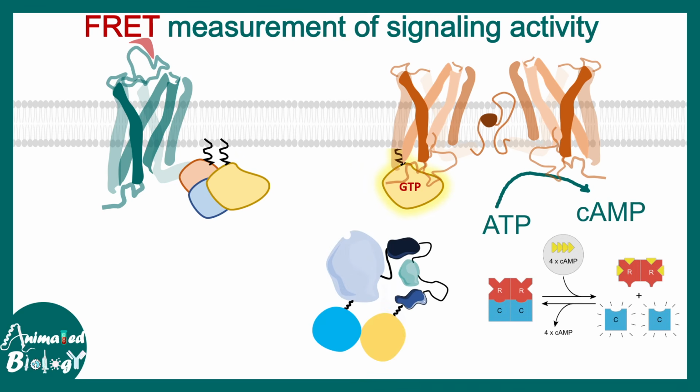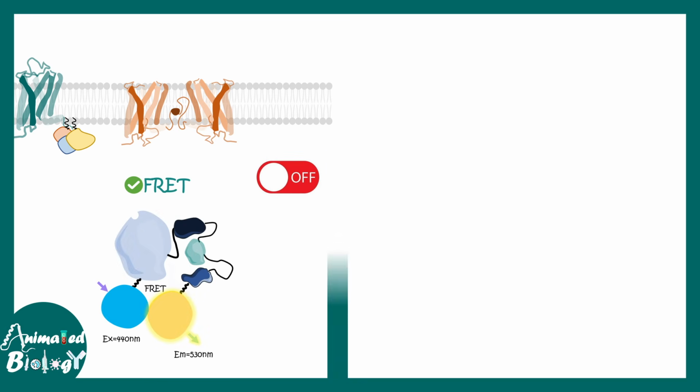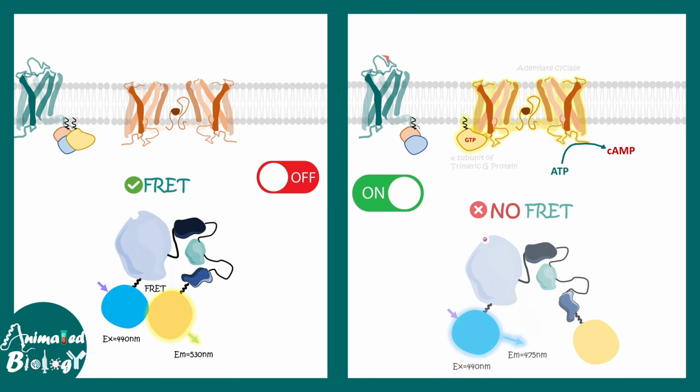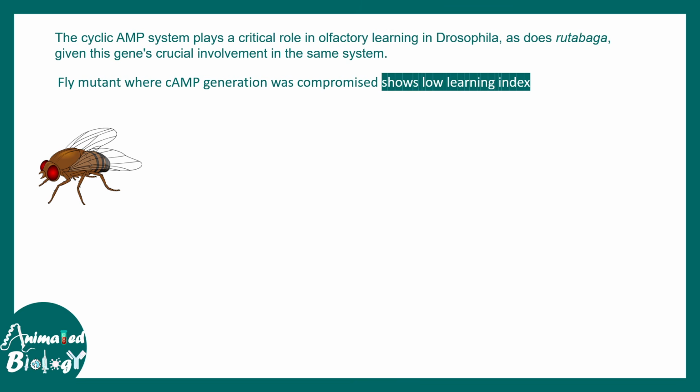Generally, this FRET-based sensor is based on the principle of protein kinase A. Now when the signaling is off, there would be FRET. When the signaling is on, there would be loss of FRET. And this is how one can understand whether the cyclic AMP signaling is active or inactive in a cell. The cyclic AMP system is really important under several physiological contexts.